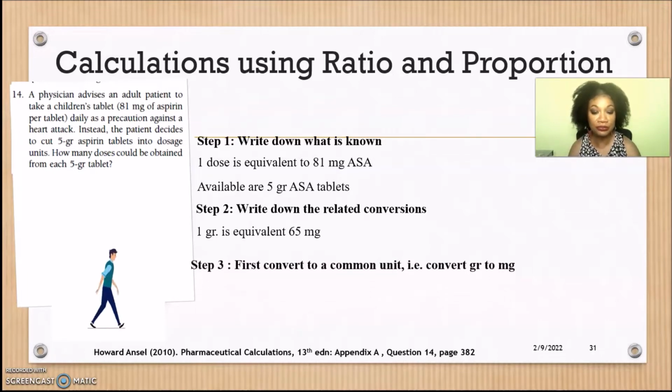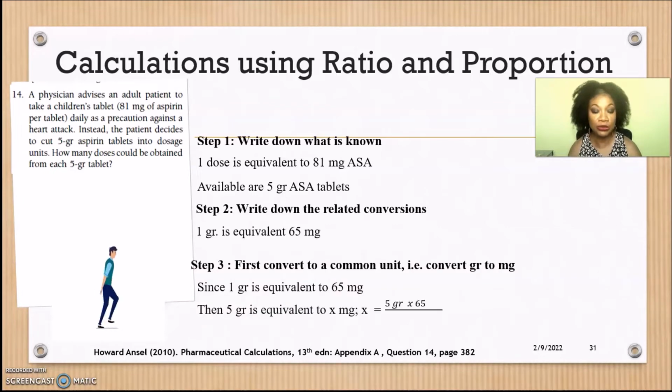So when we convert that, since 1 grain is equivalent to 65 milligrams, then 5 grains will be equivalent to X. We set up our cross multiplication setup. And we have 5 grains times 65 milligrams divided by 1 grain makes 325 milligrams. So this means that the 5-grain tablet will contain or is equivalent to 325 milligrams of aspirin.